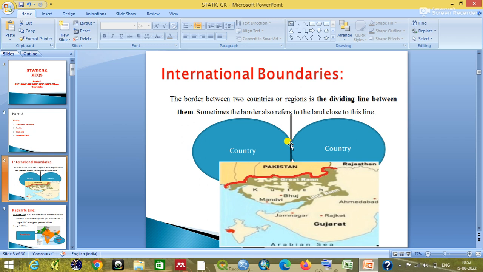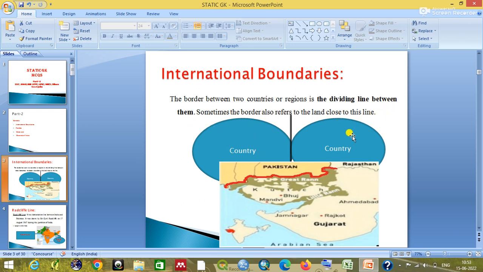First, I discuss the international boundary of India. When we discuss the international boundary of India, first of all, we have to know about the international boundary. The boundary is the line or border between two countries or regions, the dividing line between the two of them. Sometimes the border also refers to the land close to this line.